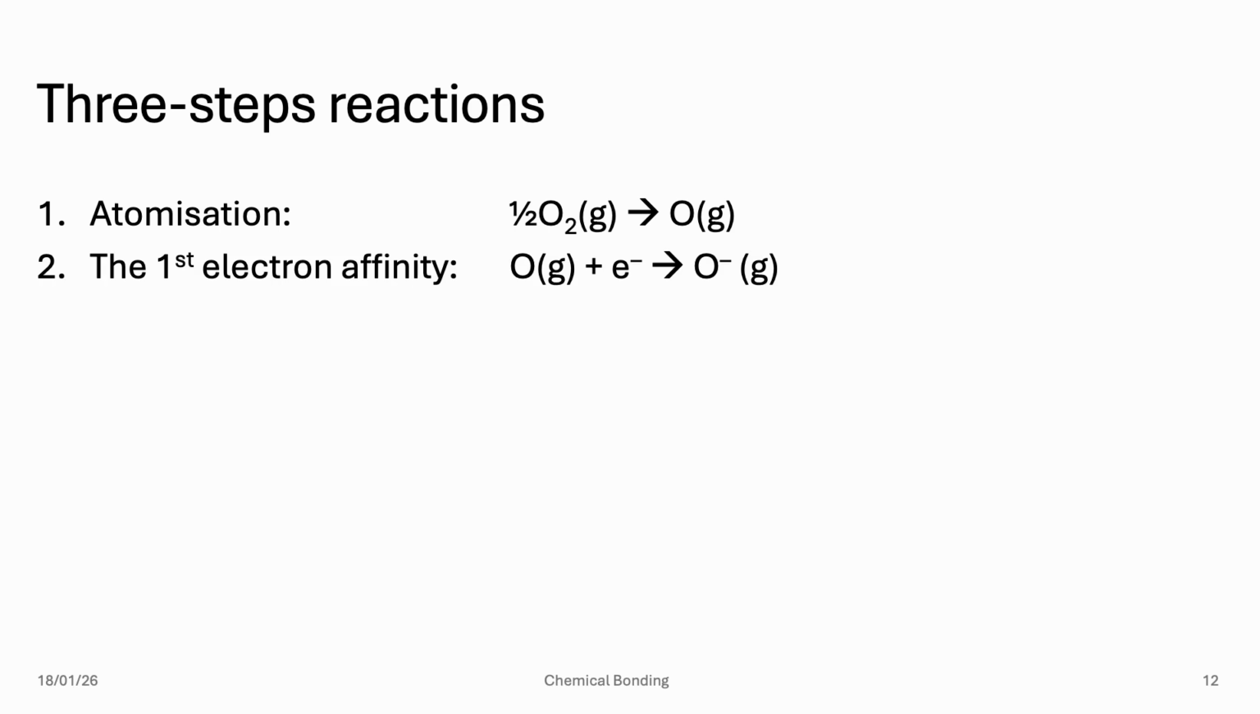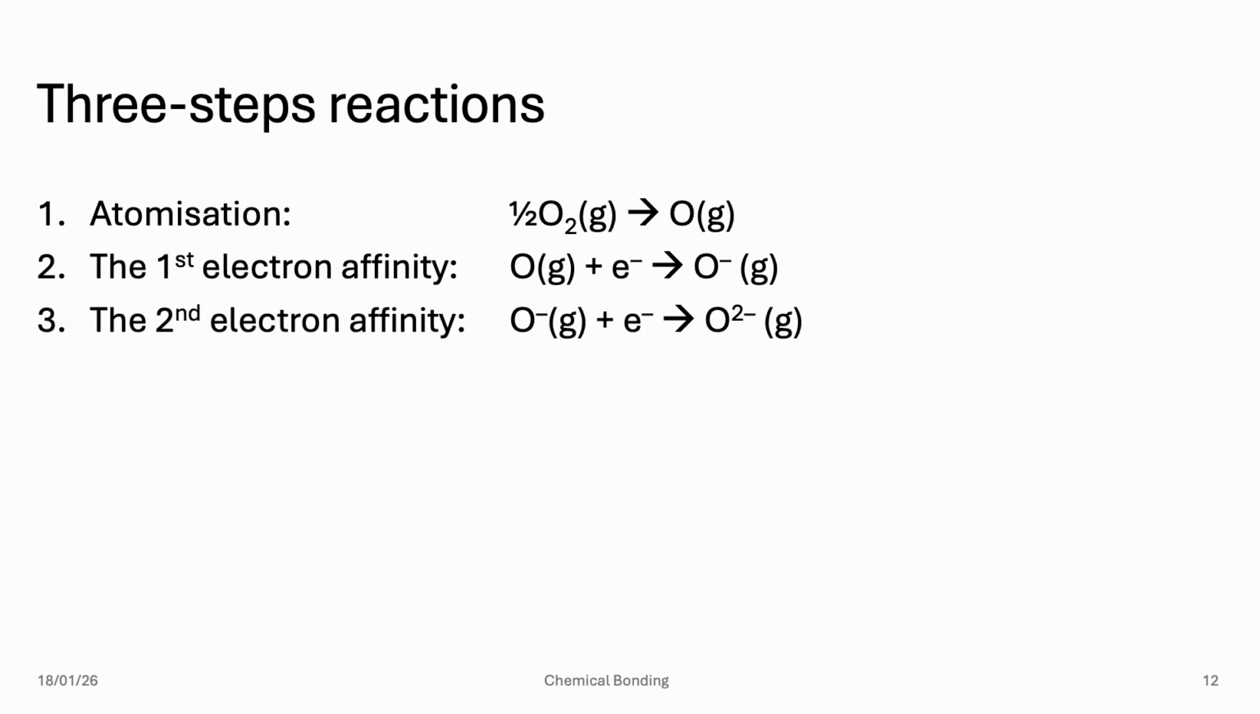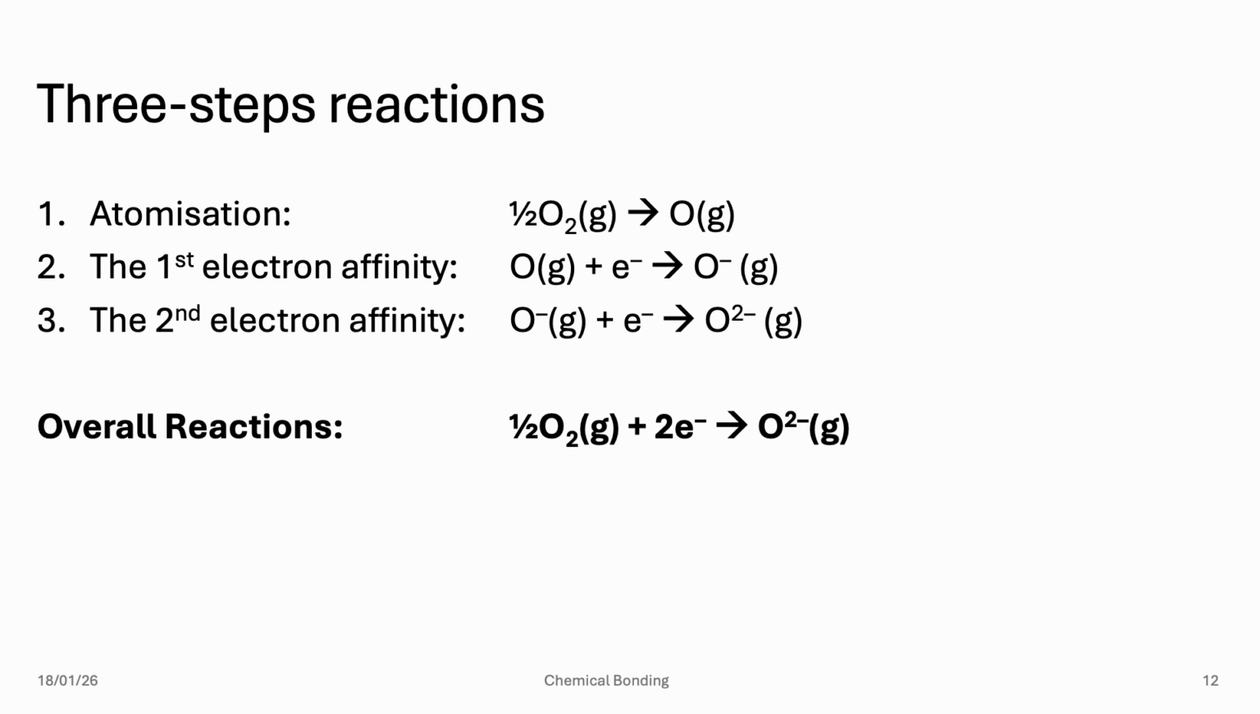Then it will involve a 3-step reaction for the formation of oxide ions. First, the same as fluorine, there will be atomization, where the oxygen molecule turns into oxygen atoms. Then the first electron affinity, where oxygen will receive one electron and become O minus. Then the second electron affinity, where O minus will receive another electron to form O2 minus or oxide ions. Then the overall reaction is half of O2 gas plus 2 electrons to form O2 minus gas.